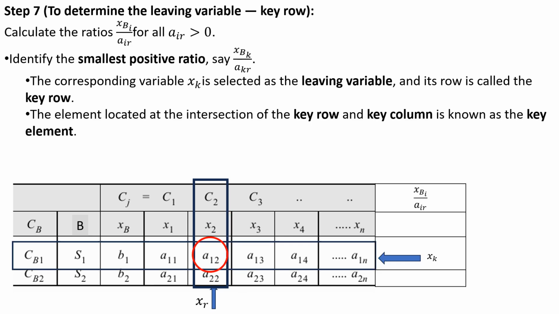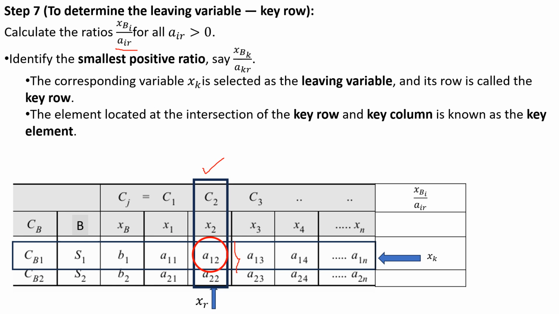So the next step is to determine the leaving variable and identify the key row. In this step we have to determine the leaving variable by identification of the key row, and the key row is identified by calculating the ratio of XB divided by Ai for the key column, that is XBi divided by Air, and here the Air value should be positive, that is Air should be greater than 0.